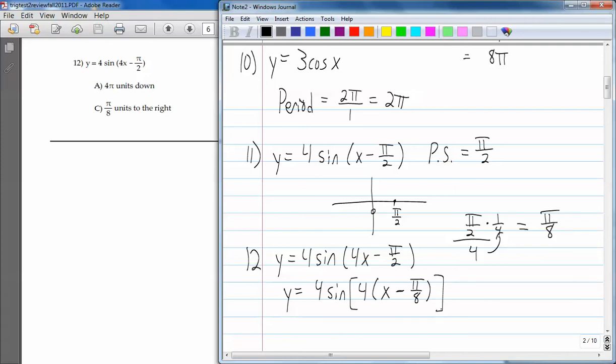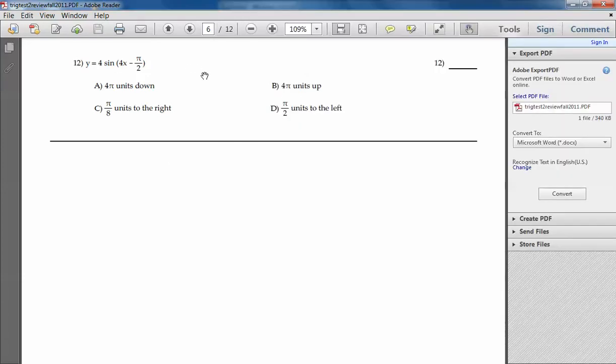So now we've rewritten the function so that I can figure out the phase shift. Alright, the phase shift is going to be a positive pi over 8. So that means that we will shift the graph pi over 8 units to the right. So the answer on number 12, what's the phase shift? It's going to be pi over 8 units to the right.